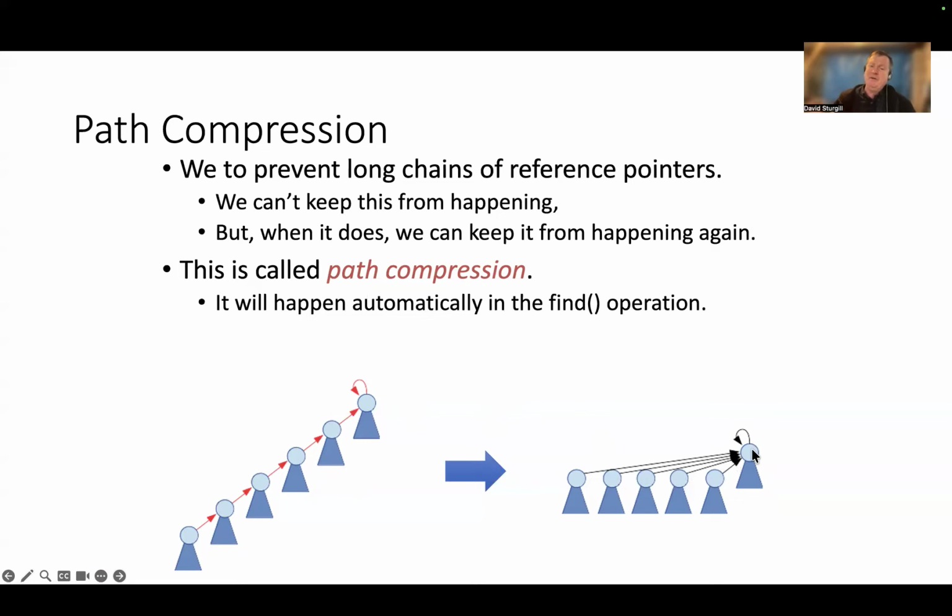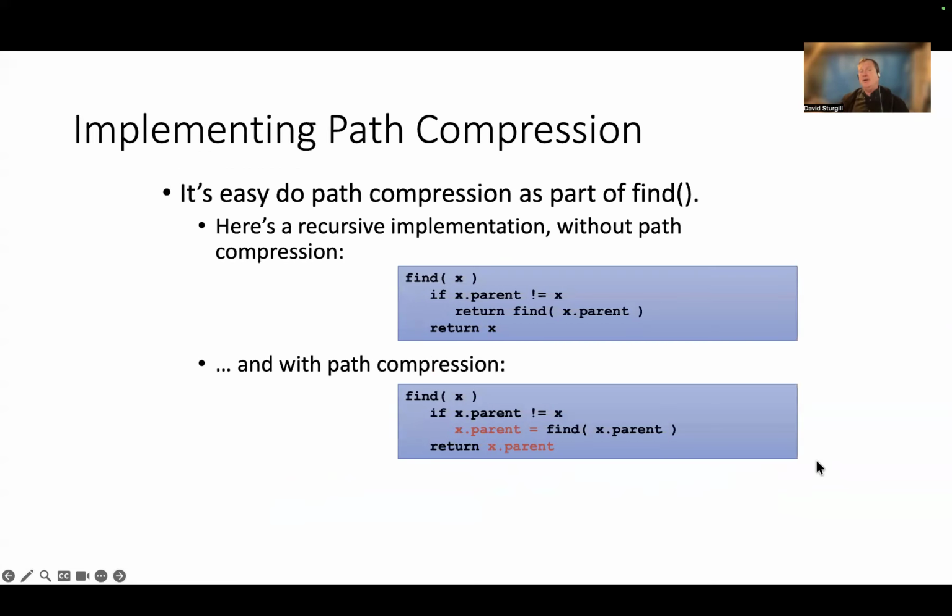So it kind of builds in these shortcuts for any finds you might do in the future. So all these red pointers get changed so they point straight to the root element. And again, that's called path compression.